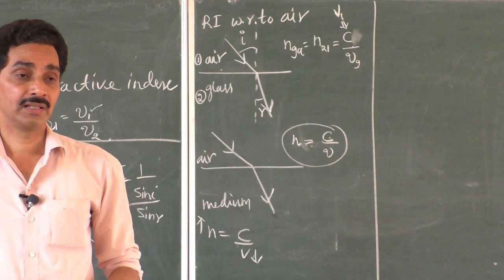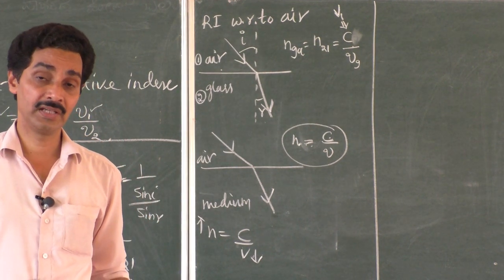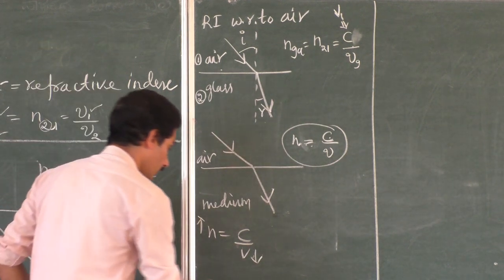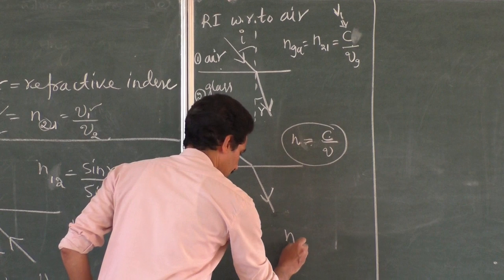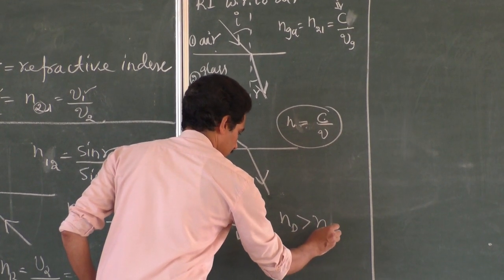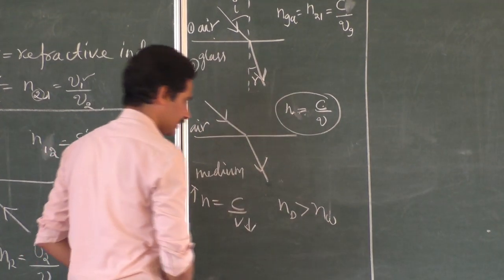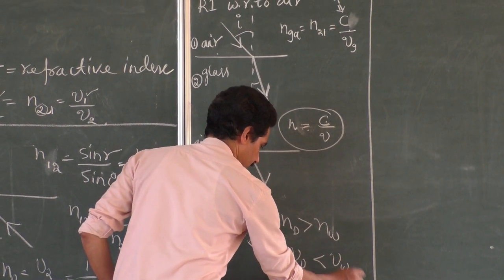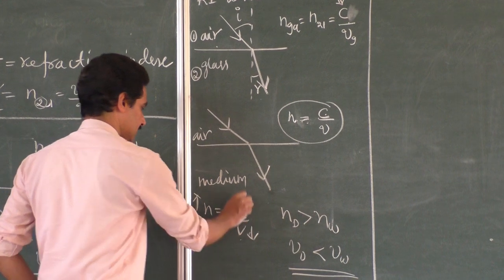Refractive index of glass is less, 1.5. Speed of light in that medium compared to diamond is most. So more the refractive index, suppose refractive index of diamond is greater than refractive index of water. What does it mean? Velocity of light in diamond is lesser than velocity of light in water. That is the meaning, because they are inversely proportional. This is constant everywhere.